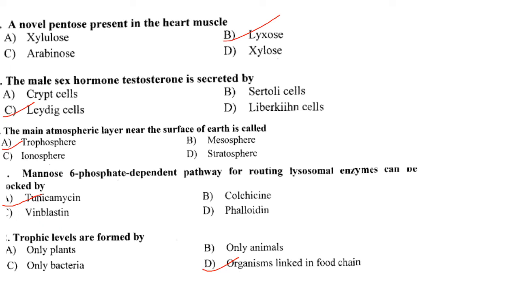Mannose-6-phosphate dependent pathway for routing lysosomal enzymes can be blocked by tunicamycin. Answer is option A. Trophic levels are formed by organisms linked in food chain. Answer is option D. Trophic levels in food chain are formed by producers, consumers and decomposers.